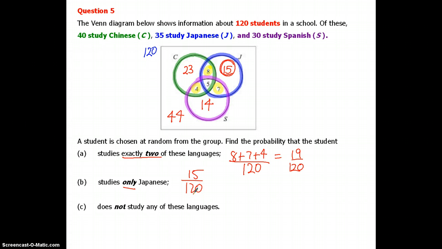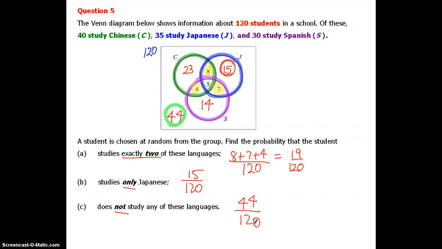And find the probability that the student does not study any of the 3 languages. I think you'd be pretty happy to see that not studying any of the languages is outside all 3 of these circles here. So we've got 44 there. So does not study any of these languages. We've got 44 out of a total of 120.